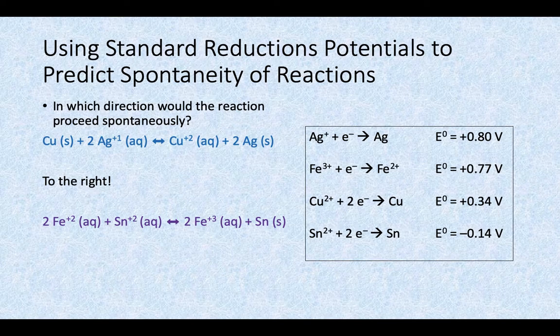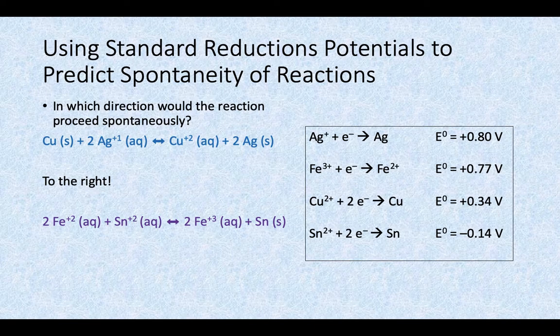And so that combination is our reactant side there. So it's going to be to the right. It'll proceed to the right. Copper and silver ions combined are the direction where that reaction is going to proceed to the right spontaneously.